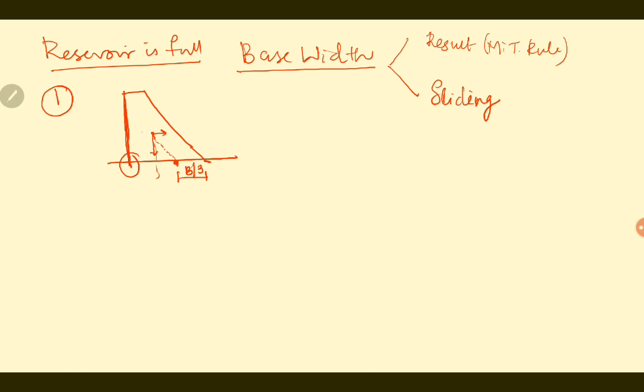Okay, so the resultant will be passing through this point. If the resultant is passing through this point, there won't be any tension developing at the heel. There won't be any tension cracks developing. So you have to make sure that the resultant is well within this point, that is it must not pass beyond the B by 3 point from the lower side, lower middle third point. Now we will find out the moments caused by various forces.